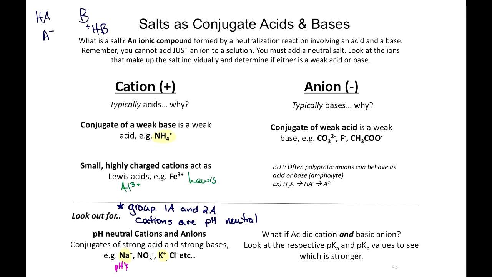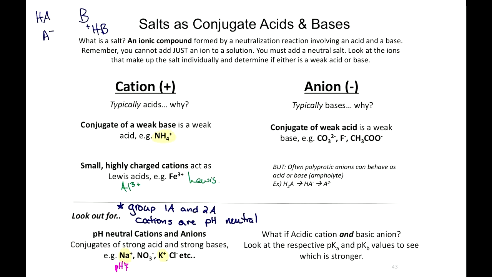So you want to look for things like carbonate, acetate, fluoride, because all of those are anions that you use to make a weak acid. Hydrofluoric acid, acetic acid, and carbonic acid. Those are three weak acids. Their conjugates are weak bases. So that's what you want to look for.